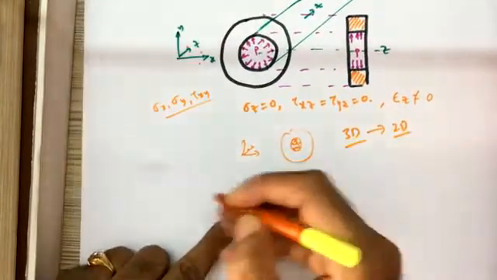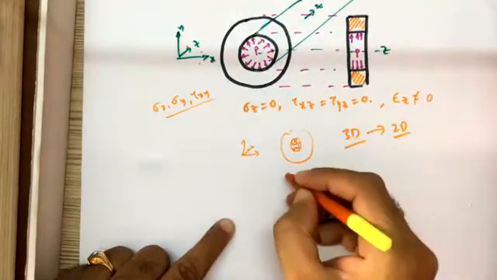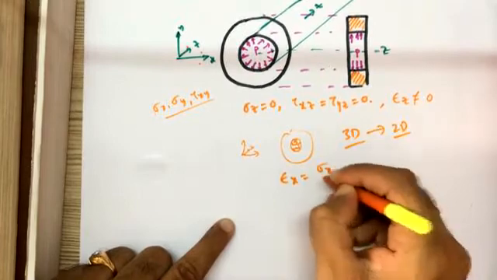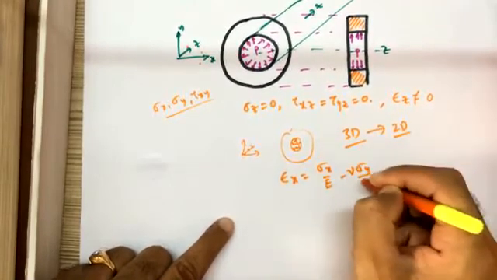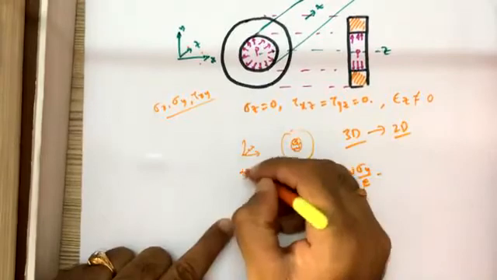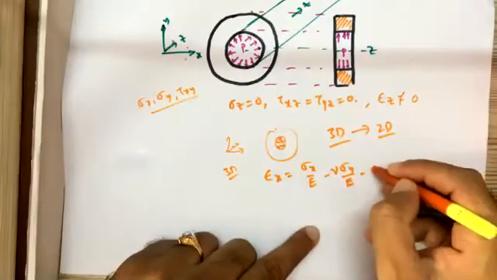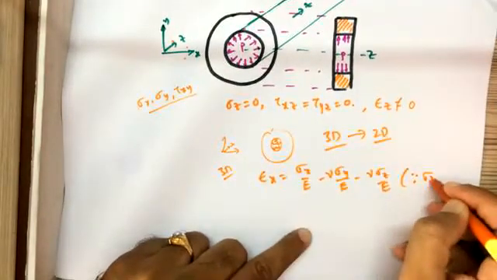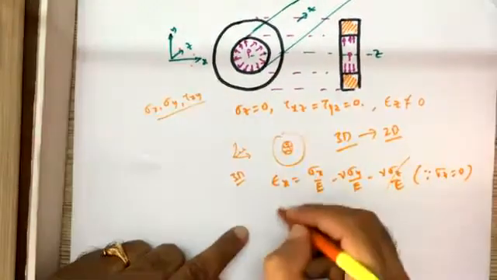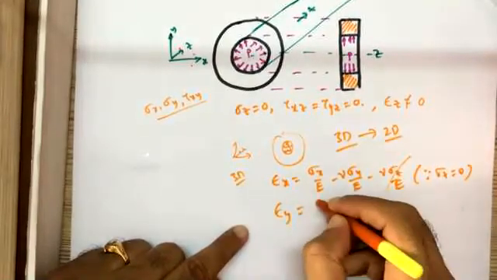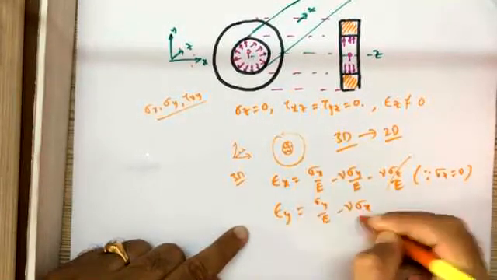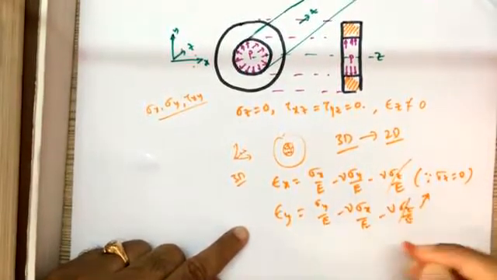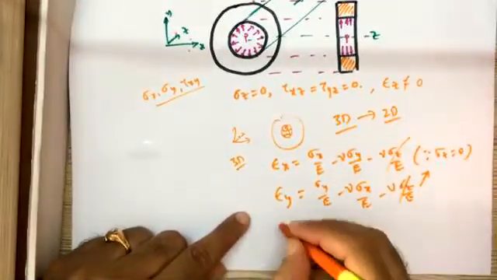In the previous class we considered the stress-strain relations. Epsilon x is equal to sigma x by E minus nu sigma y by E, and if it is three dimensions, minus nu sigma z by E. But here we equated sigma z to 0, so you do not get this term. Similarly, epsilon y is equal to sigma y by E minus nu sigma x by E minus nu sigma z by E. Again, sigma z is equated to 0.